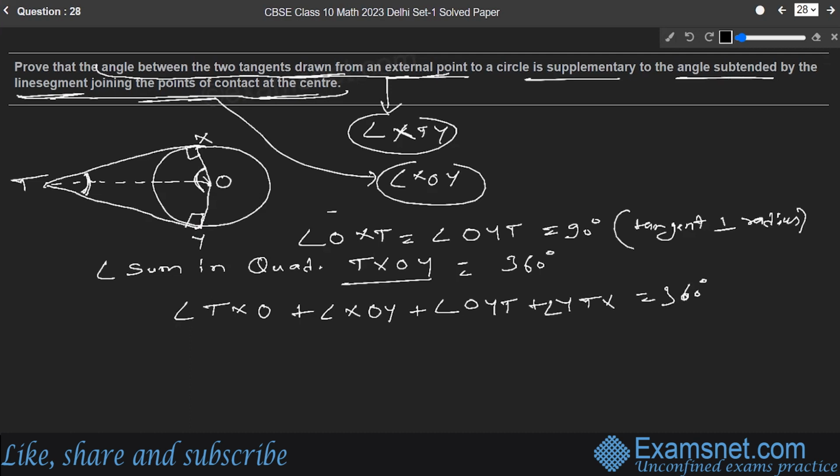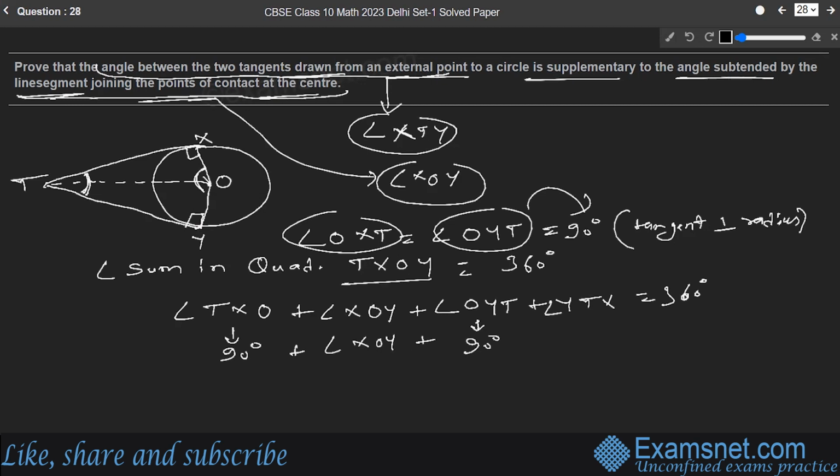Now we already know the angles OXT and OYT are nothing but 90 degrees, so we can replace this. OXT is the same as TXO, so this is 90 degrees. And another angle is OYT, so this is also 90 degrees. What we remain with is angle XOY plus angle YTX, which is equal to 360 degrees. So that means angle XOY plus angle YTX is equal to 360 minus 180.